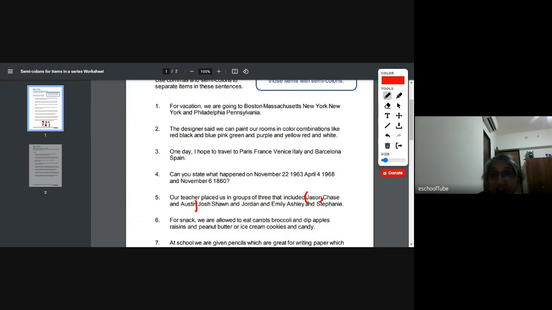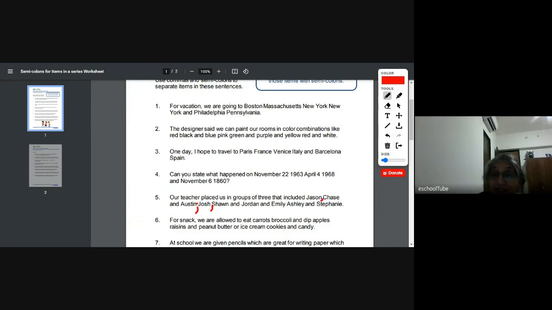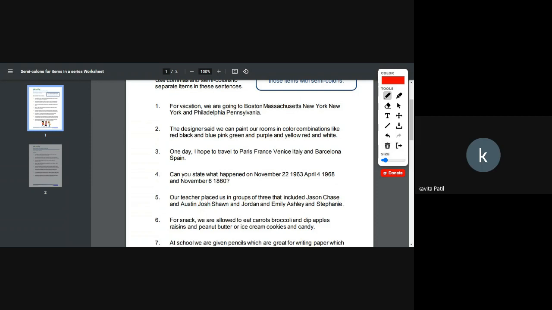Jason, comma, Chase, and Austin. Then semicolon. Josh, comma, Sean, and Jordan. Ma'am, I thought that Jason Chase is full name. No, these are groups of 3. So these are 3 names. Jason is one name, Chase is another, and Austin is another. Josh is one name, Sean is another, Jordan is another. Emily is one name, Ashley is another, Stephanie is another. Okay? Yes, ma'am. I was fully confused.